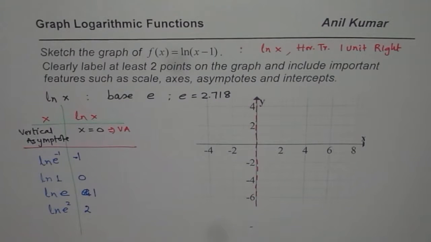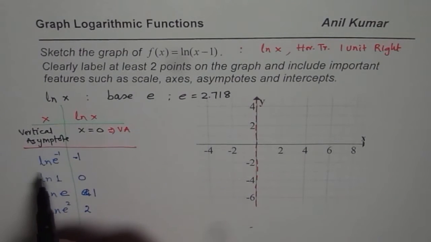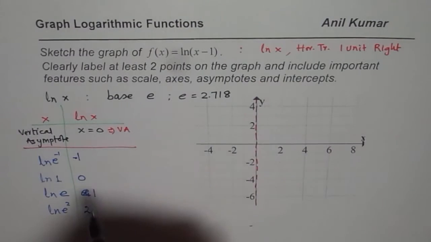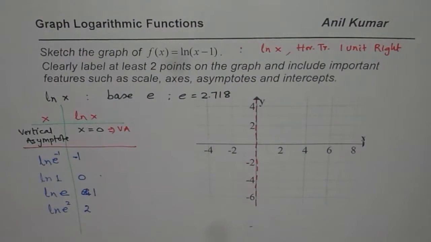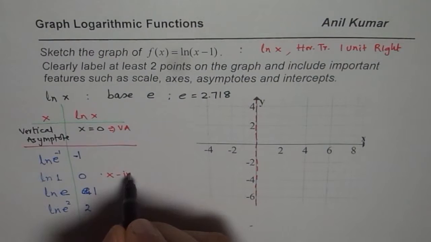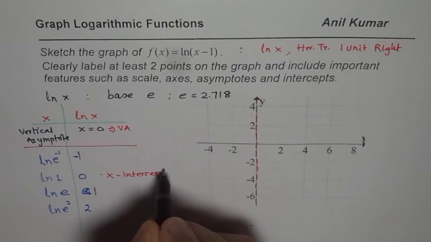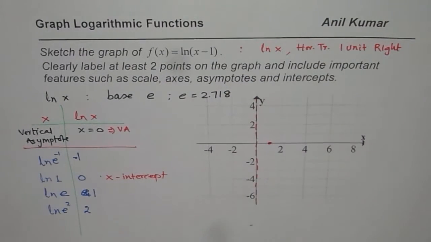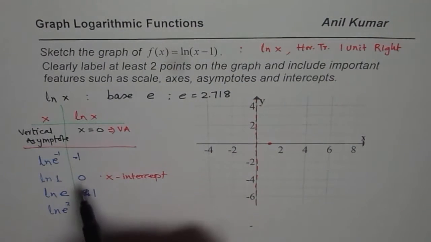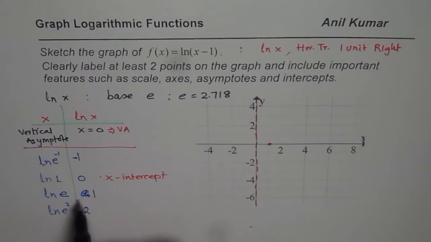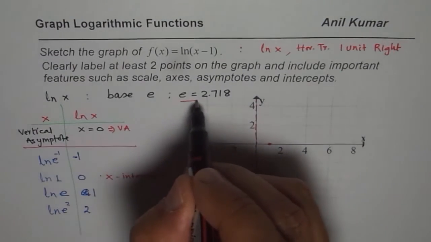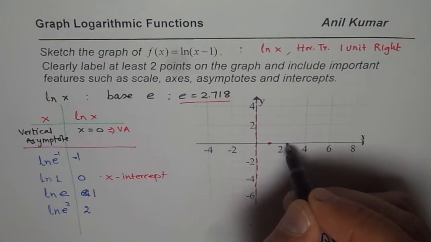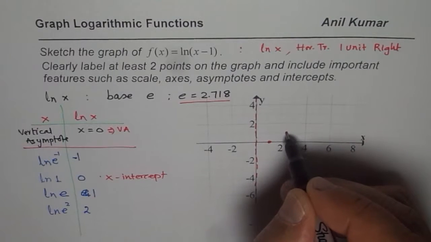Now e, as you know, is 2.718. So the first point we get is the x-intercept. Let me write it in red ink. This is the x-intercept when the y value is 0, and that happens for logarithmic graphs at 1, right? Now we know ln e is 1. We'll write e as 2.718, so it is close to 3, and the value there is 1. I'm just showing it here. Is it okay? So that is 1.